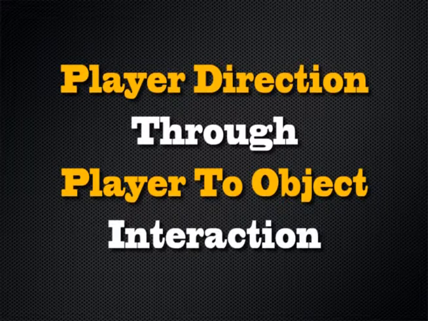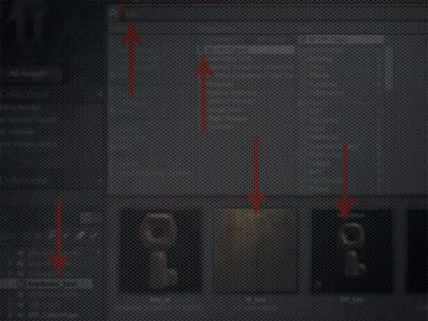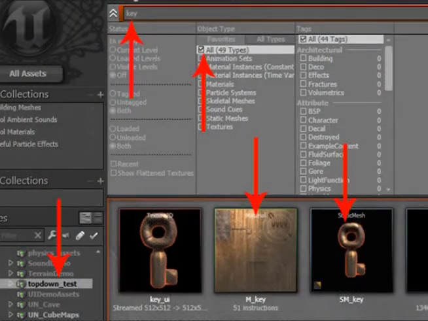So to do this, we're going to use something inside of a UDK package that already exists as an example, and then I'm going to show you how to set up the Kismet. First off, if you go to your content browser in UDK and you go to the package titled top-down test, you can search for the word key and you will find a flashing key. It's a 3D model of a key that flashes.